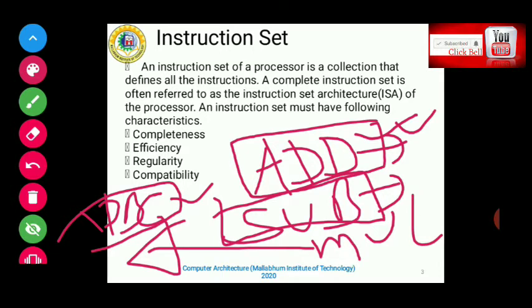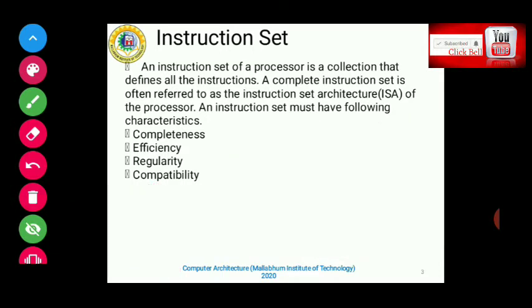Next, compatibility. To reduce the hardware and software design cost, instructions may be required to be compatible with those of the existing machine. So the hardware and software design cost and the instructions for a particular machine should be compatible.